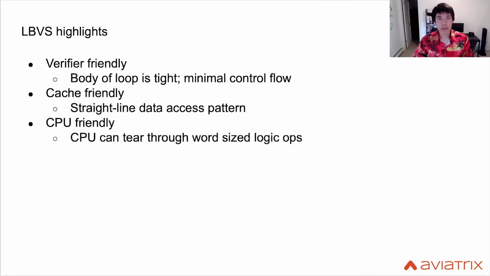On top of being a pretty elegant algorithm, at least in my opinion, LBVS is verifier friendly because the body of the loop is really tight and there's minimal control flow, as you'll see in the next slide. It's also super cache friendly because we're doing straight line data access, so the hardware prefetcher can prefetch pretty accurately. It's also super CPU friendly because modern CPUs can tear through word-sized logical operations. All this combined means that we have a really fast algorithm, despite the fact that it's a linear algorithm.